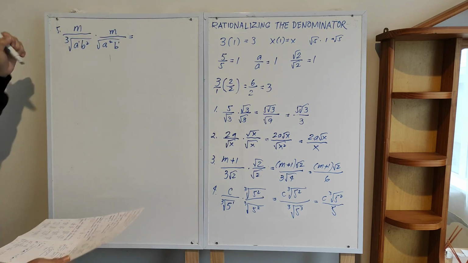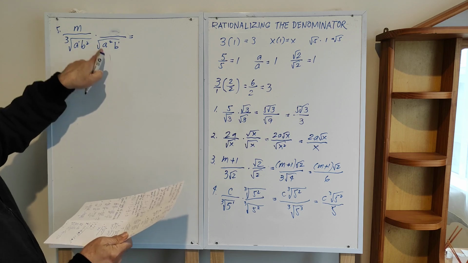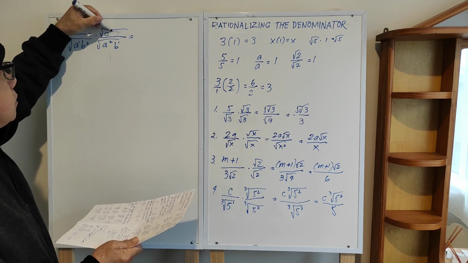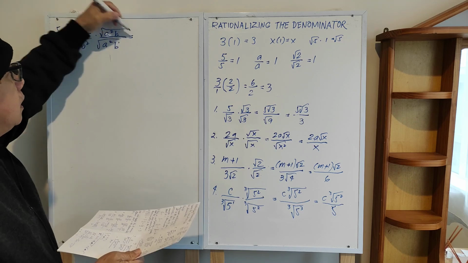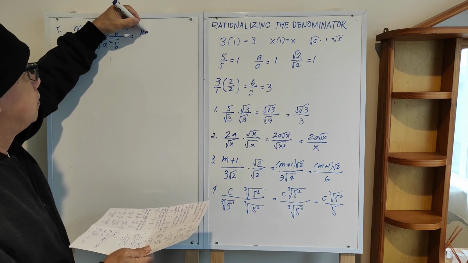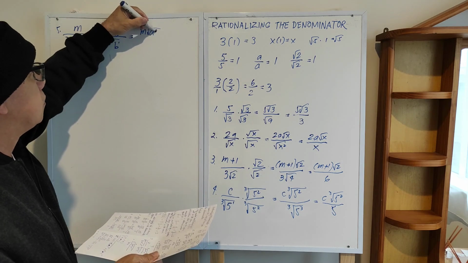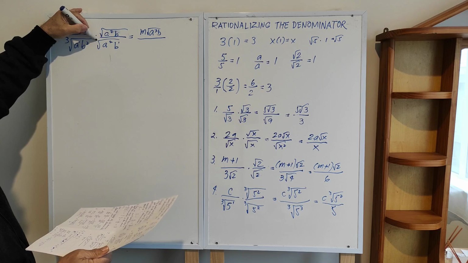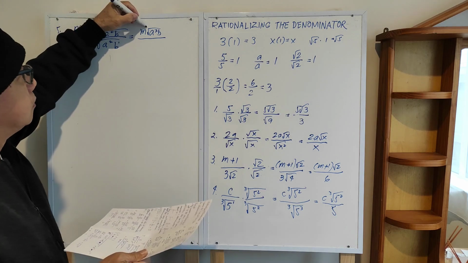So we need to multiply what is in here. It should be the same on the top, so a squared b. So m times this one will be m a squared b, but the bottom will be, this is cube root.